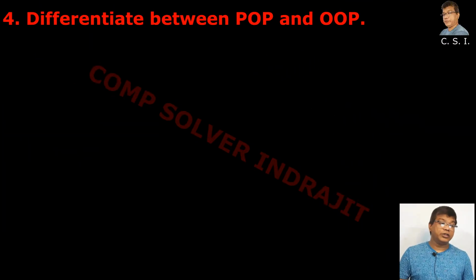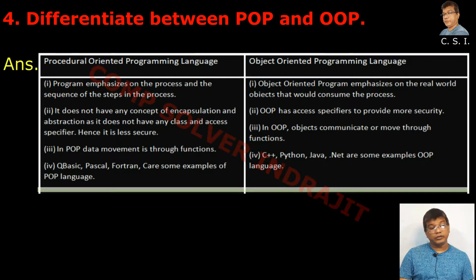Next question is differentiate between POP and OOP. What are the differences between procedural oriented programming language and object oriented programming language? Point number 1. Under procedural oriented programming language, the program emphasizes the process and the sequence of the steps in the process. Under object oriented programming language, the program emphasizes the real world objects that would consume the process.